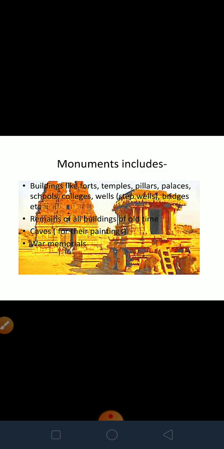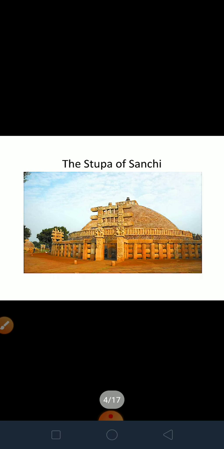Even the remains of buildings of old times are also monuments. Caves or cave paintings and war memorials. They all are our monuments. And today we are going to discuss some of the monuments given in our book.